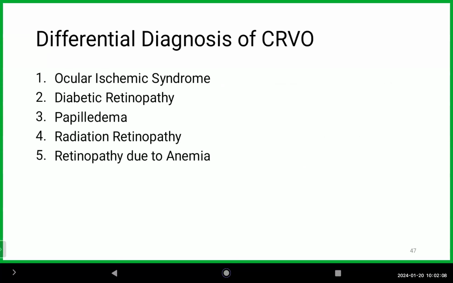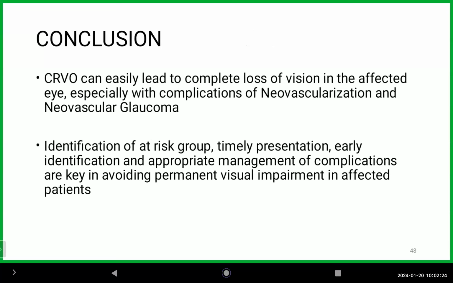Then these are the differential diagnoses of central retinal vein occlusion. It can be ocular ischemic syndrome, diabetic retinopathy, papilledema, radiation retinopathy, and retinopathy due to anemia. And this is my conclusion.